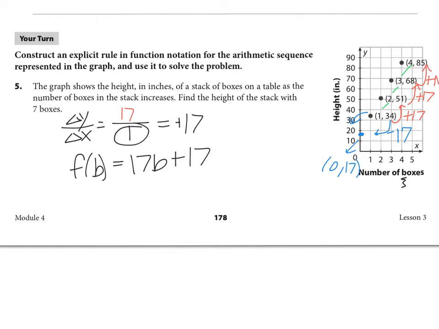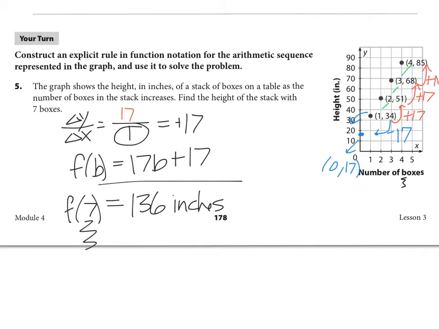All right, now the problem says the graph shows the height in inches of a stack of boxes on a table as the number of boxes in the stack increases. Find the height of the stack with 7 boxes. So I'm going to do f of 7. Now I can use the calculator, so I'm going to go to y equals. I'm going to type in 17x plus 17. Go to my table. I'm going to look for f of 7, so I type 7 in, and I get 136. So that would be 136 inches high. So when I have 7 boxes stacked up, I have a height of 136 inches.